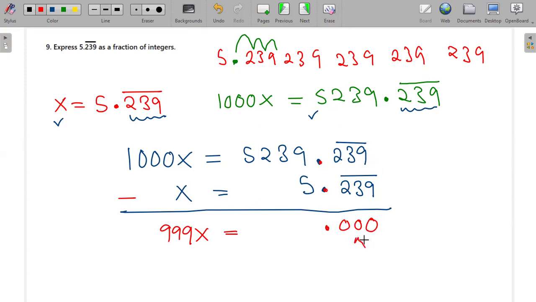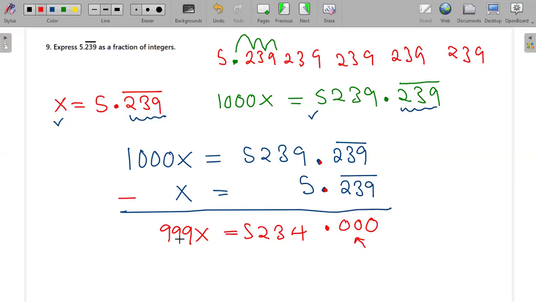This should always be your goal. After you subtract those two numbers, the repeating part should disappear. And then now I just have 5239, and I subtract a 5, so I'm going to get 5234. Now I just want to find this x in terms of a fraction. Remember, x was equal to what we were given there.